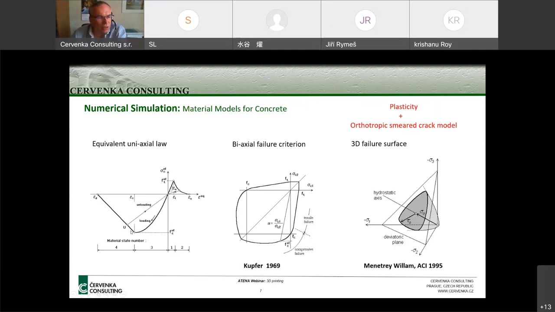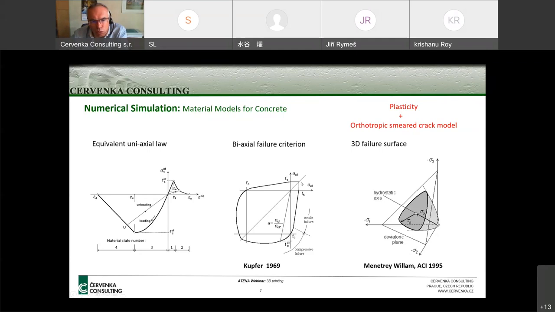And when the compressive strength is reached, we enter the softening regime, which is linear in this case in compression. Both tensile softening as well as compression softening is based on the fracture or crack band approach, which takes into account the proper energy dissipation in this softening process.